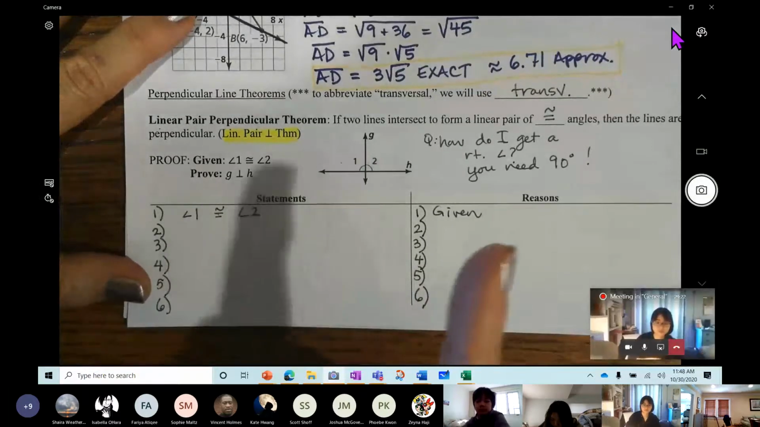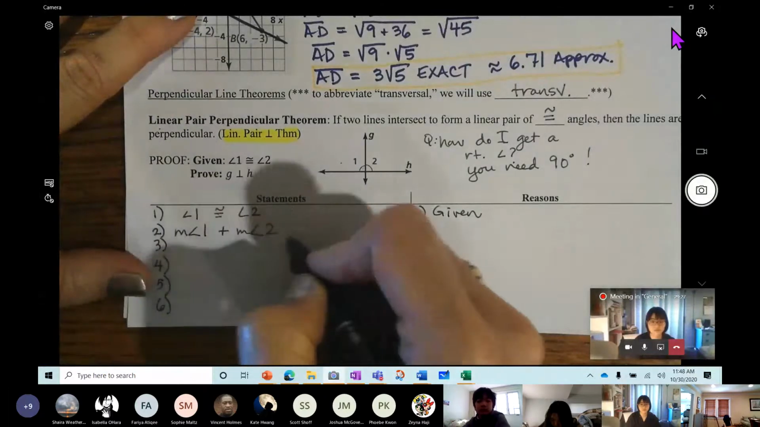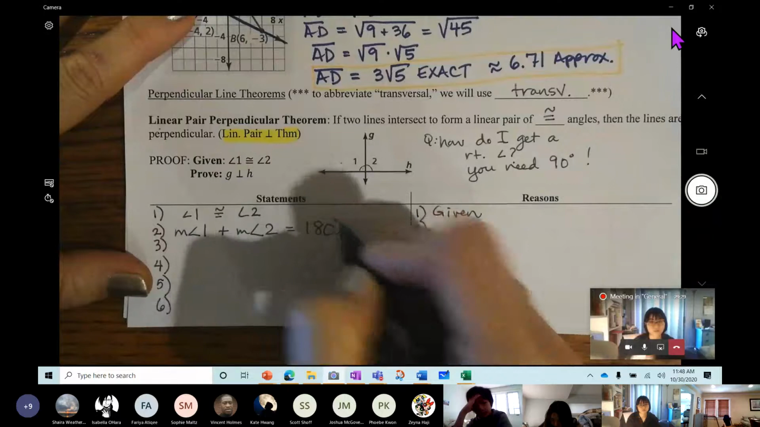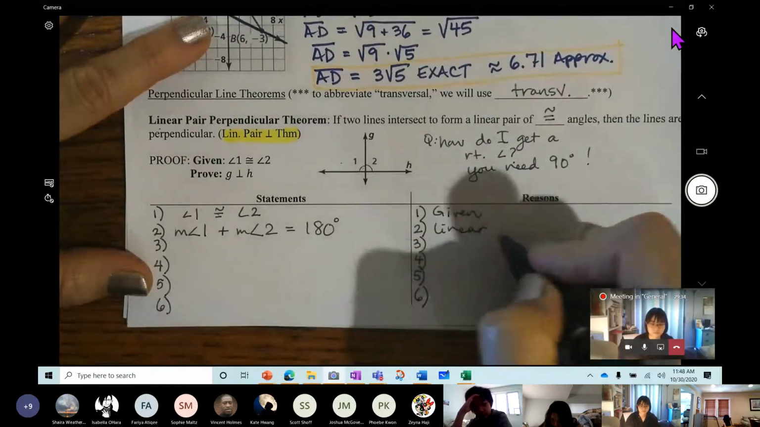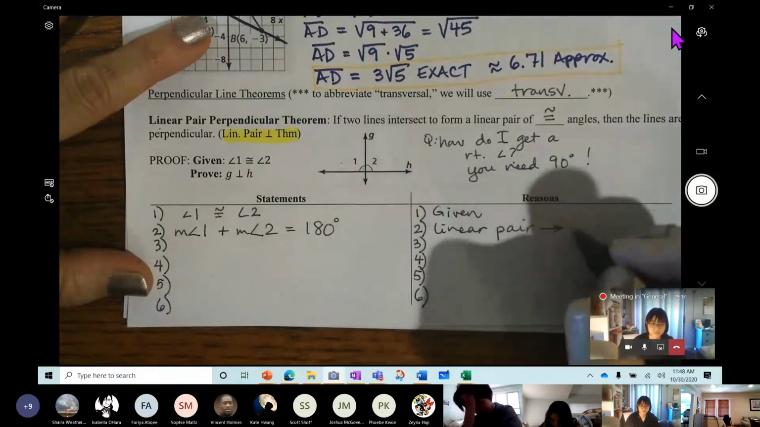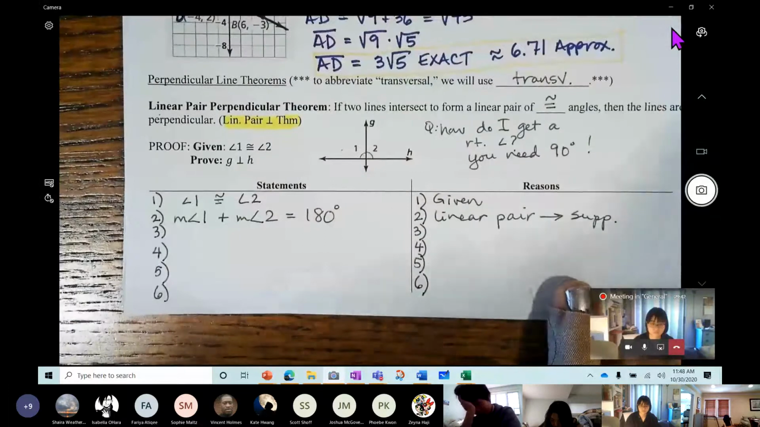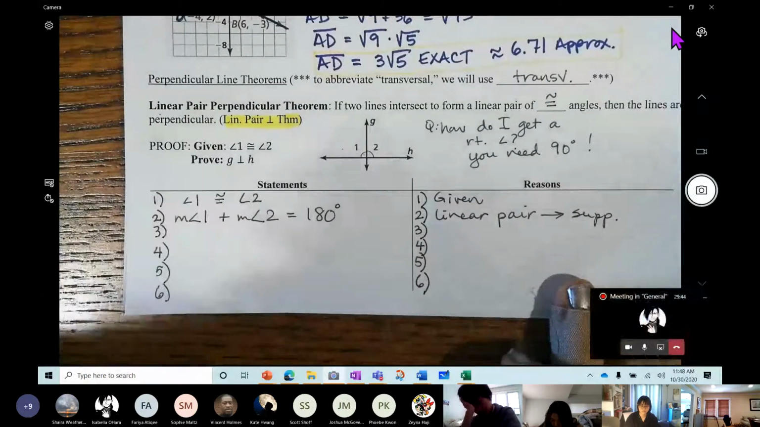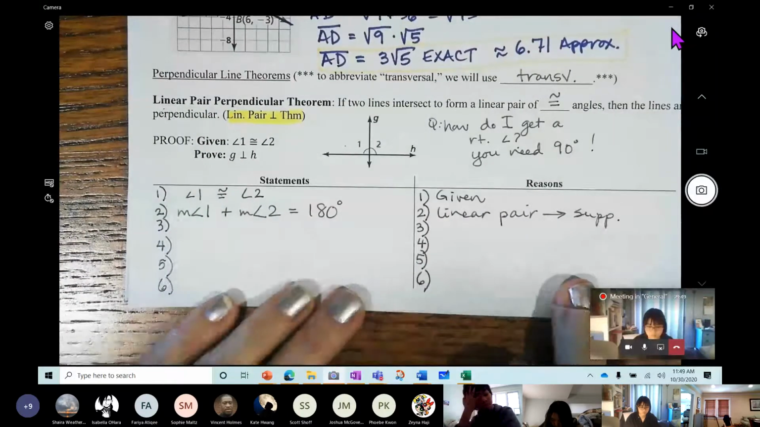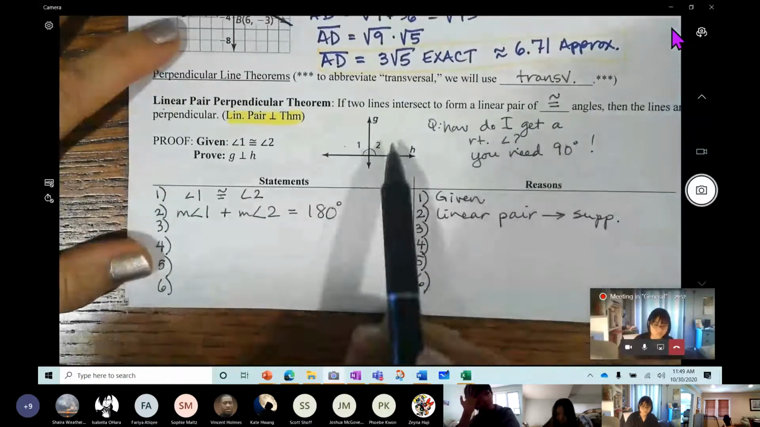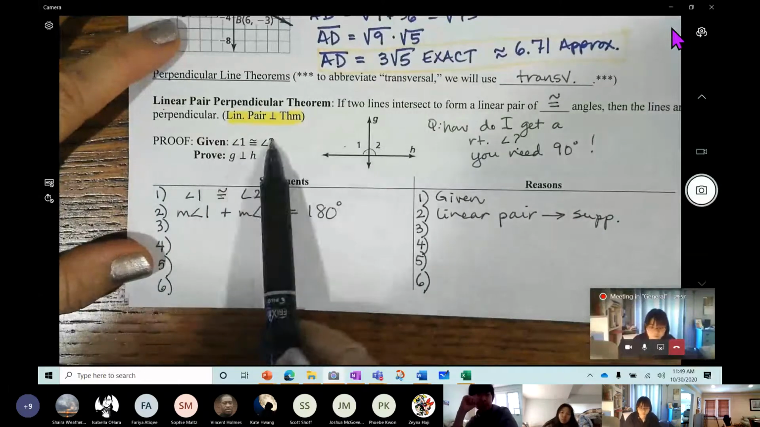Okay, so if it's a linear pair, then you know what I can say for the next one? I can say that these two add up to 180 degrees. Very good. And the reason is that linear pair is supplementary. Now, you guys are all just learning how to get to proofs here and how to go next, but I can't get anything else out of that picture right now. I wasn't even given anything else up here.